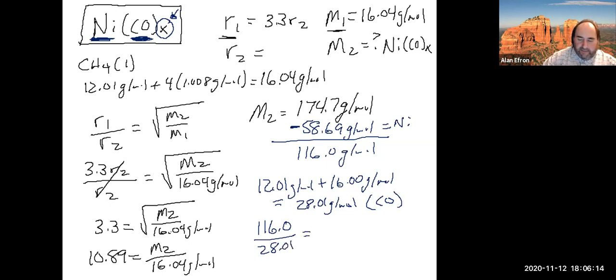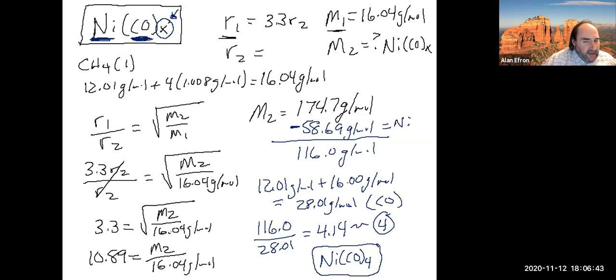And roughly speaking, we will get about 4.14, which roughly means there's about 4 of those units present. And that means that the actual formula here would be Ni(CO)4.